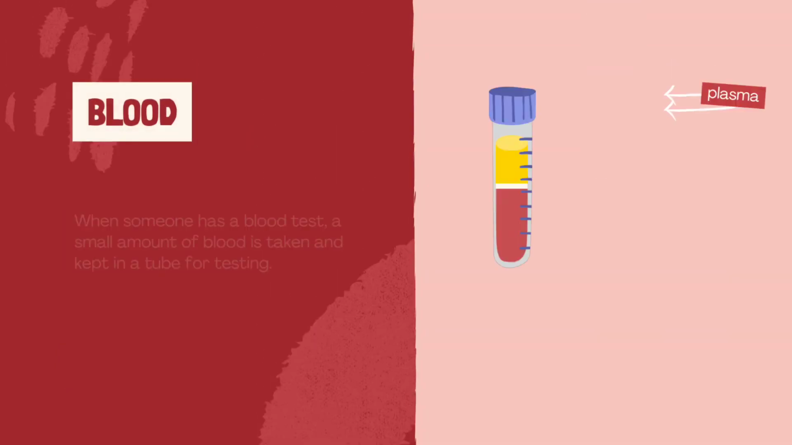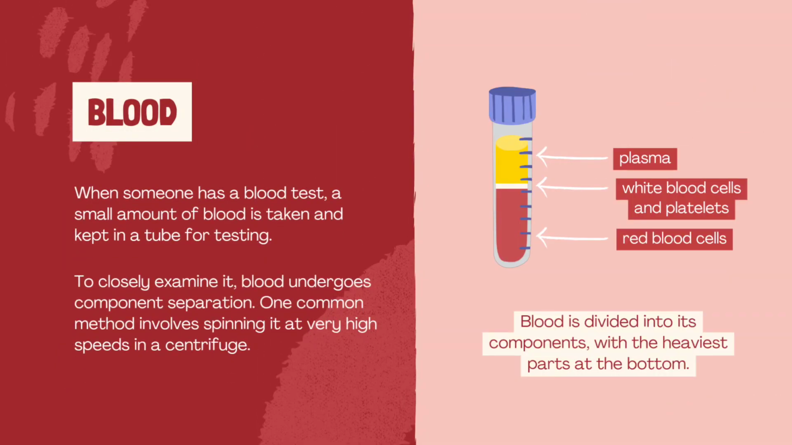When someone has a blood test, a small amount of blood is taken and kept in a tube for testing. To closely examine it, blood undergoes component separation. One common method involves spinning it at very high speed in a centrifuge. Blood is divided into its components with the heaviest part at the bottom. You can see on the screen there is plasma, after that white blood cells and platelets.